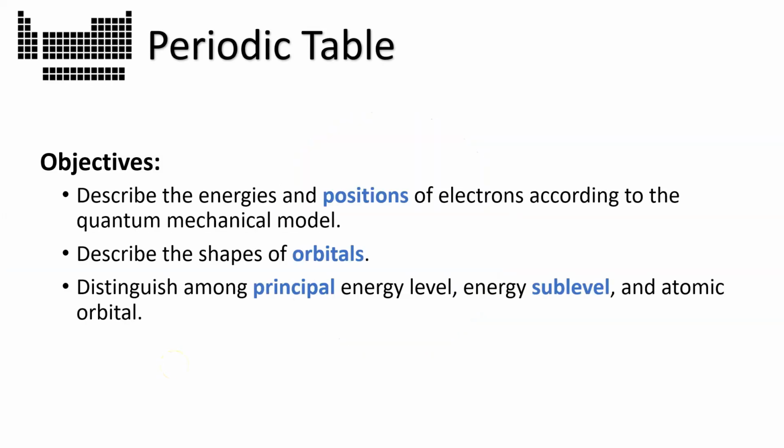Hey everybody, in this lesson we're going to describe the energies and positions of electrons according to the quantum mechanical model. At the same time, we're going to look at the shapes of orbitals and talk about some terms related to orbitals and electrons like principal energy level, energy sublevel, and atomic orbital.